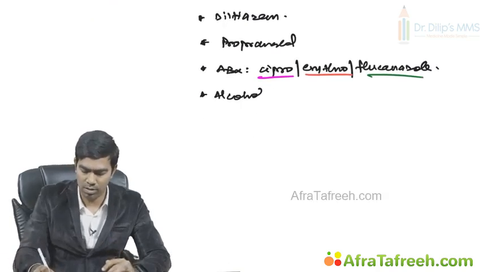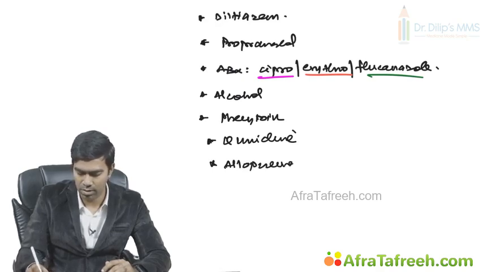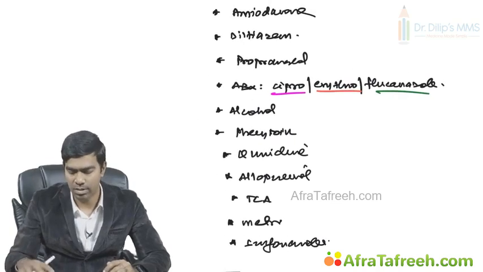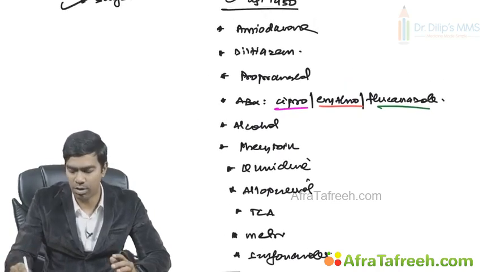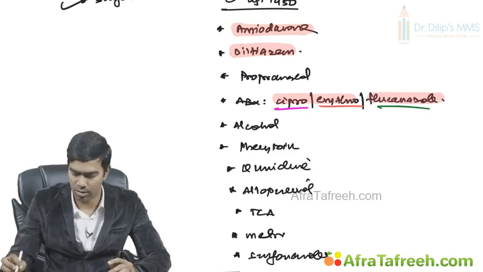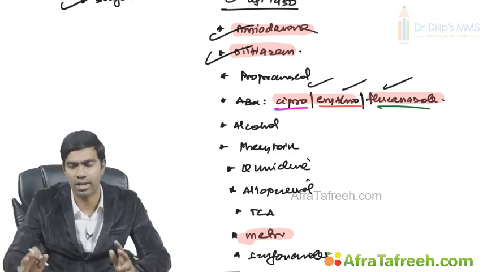Alcohol, phenytoin, quinidine, allopurinol, tricyclic antidepressants, metronidazole, and sulfonamides. So these are some of the important drugs, of which, if you ask me, sir, this much I cannot remember, tell me only the few important drugs. I can tell amiodarone, diltiazem, ciprofloxacin, erythromycin, fluconazole, and probably metronidazole. Especially if you remember these drugs, that's more than enough. These are very regular questions in exams.